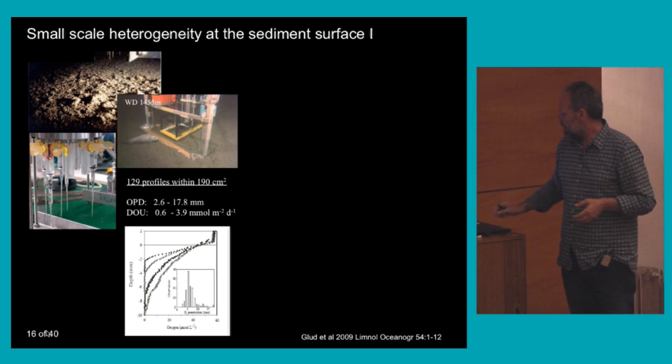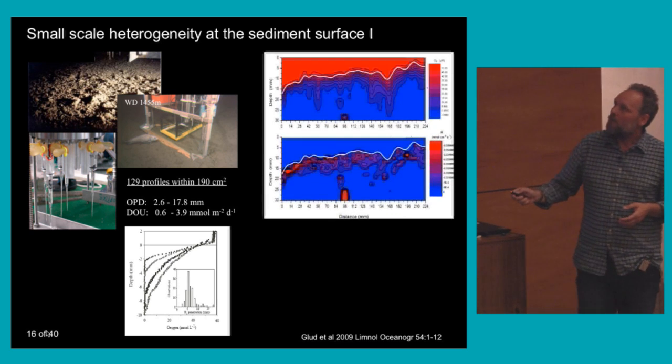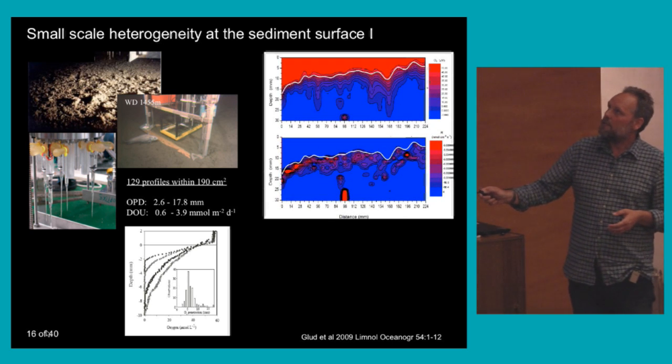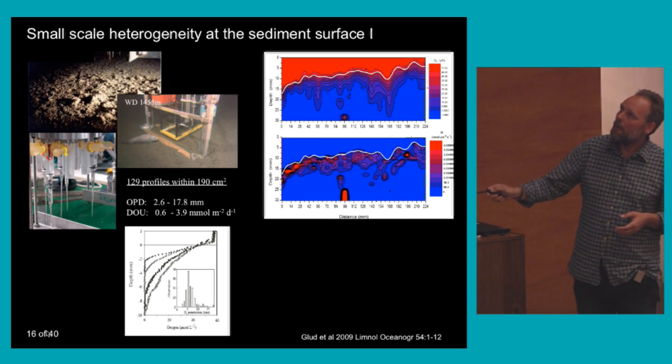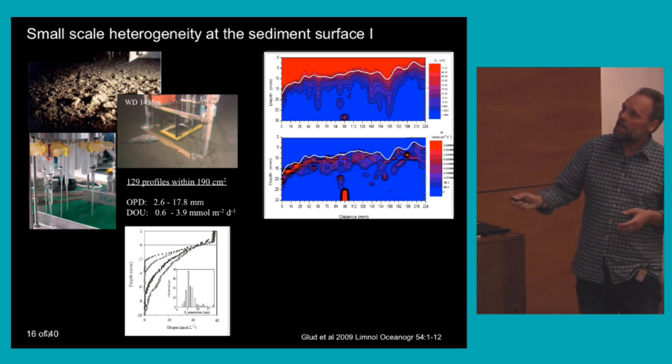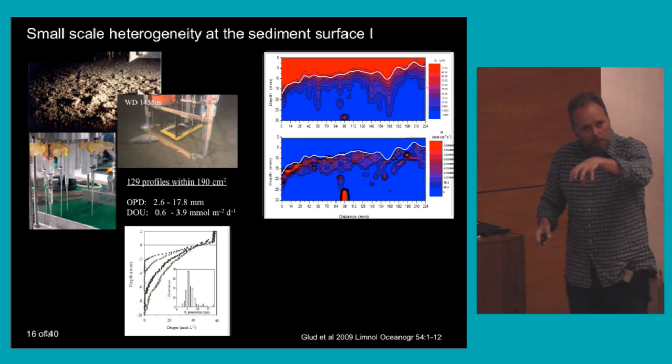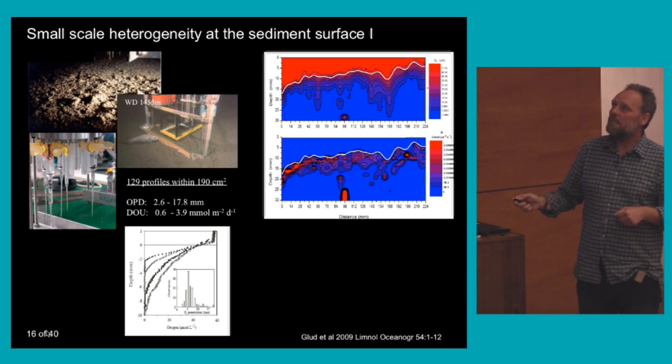If we plot it differently, what I have here is the surface of the sediment, which is the white line. You have about 20 centimeters here, and you have about 3 centimeters here. These are then consecutive profiles plotted like this. And you can see the enormous variability in oxygen availability within the sediment.